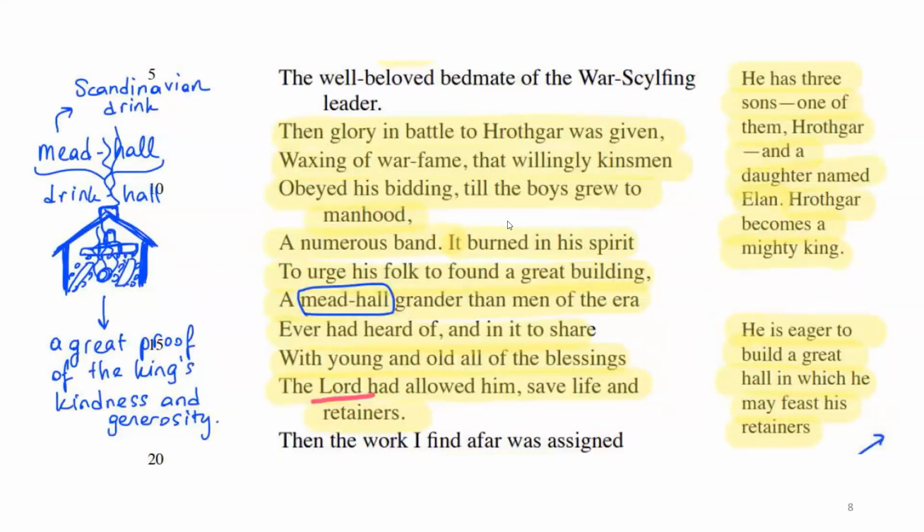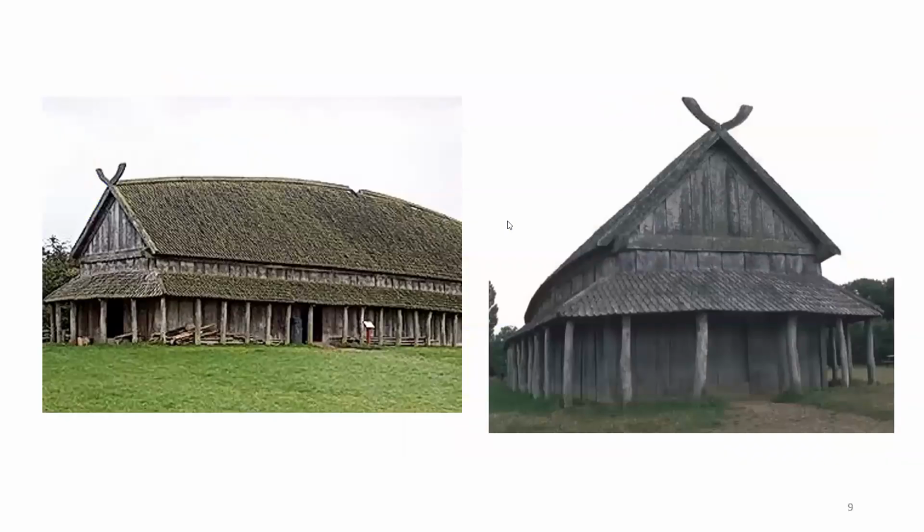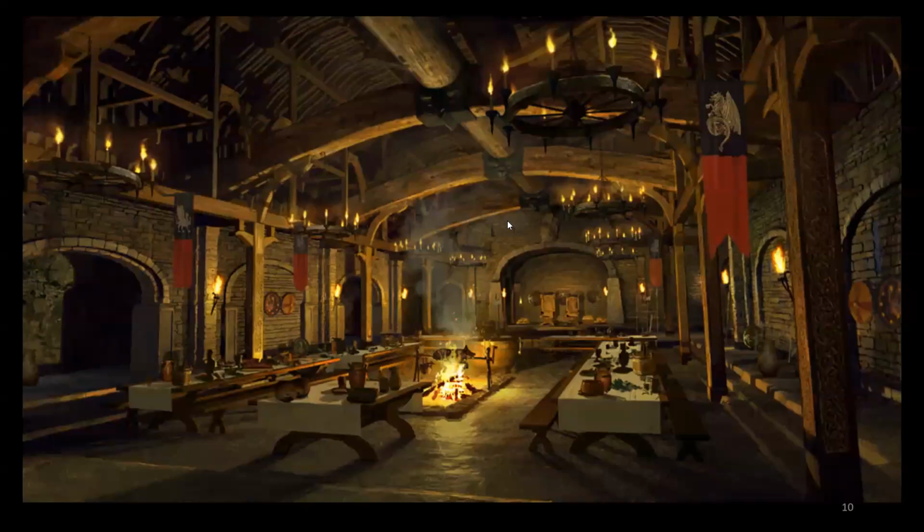In a mead hall, a fire is always burning, and the king holds generous feasts, keeping his people comfortable and well-fed. That's why building a mead hall is a great act of generosity, and it shows how generous and caring King Hrothgar is. Here you can see pictures of a mead hall, and this is the inside of a mead hall.